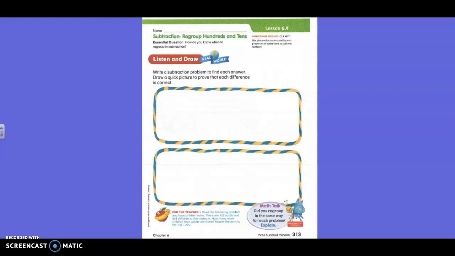Okay, so there are 100. Oh, you guys gotta write the numbers in the right order. Sorry, 128 adults and 431 children. So 431 needs to be on top because 431 is the bigger number, and 128 is the bottom. All right, then you can subtract.